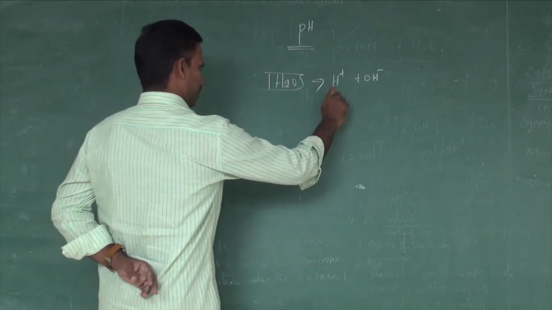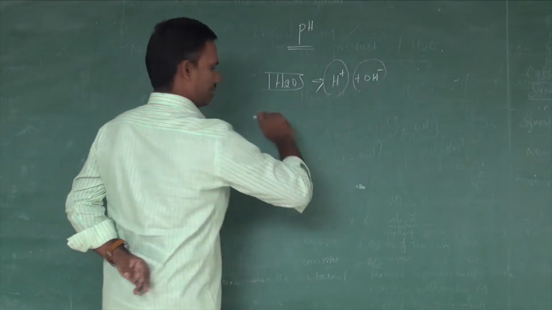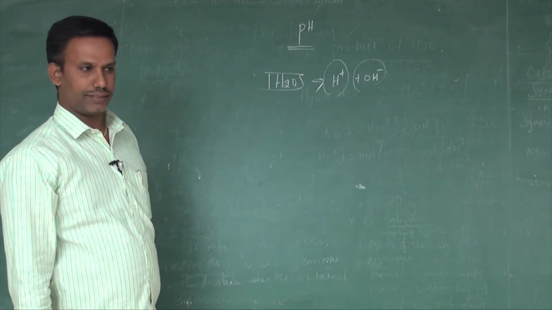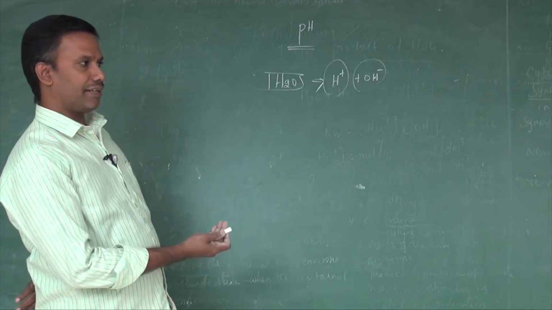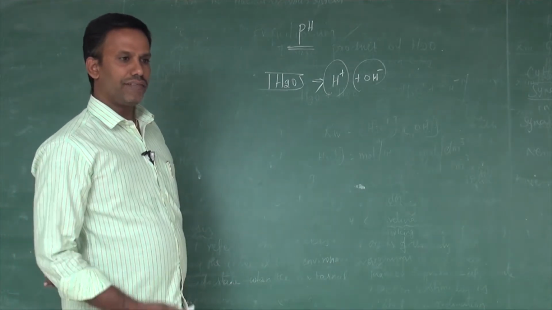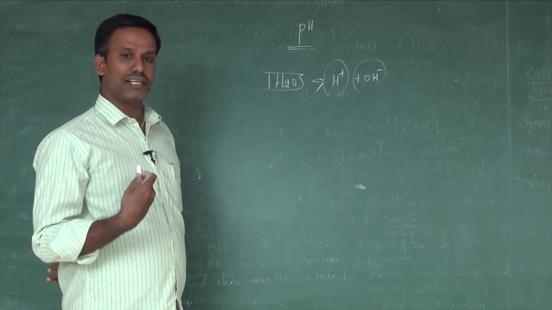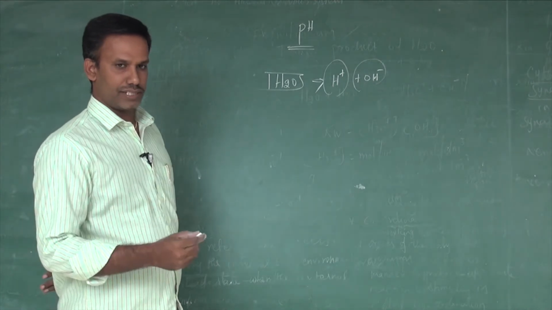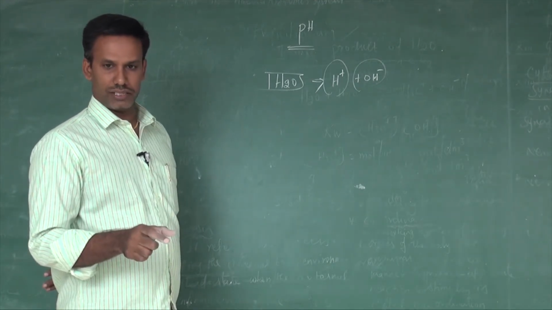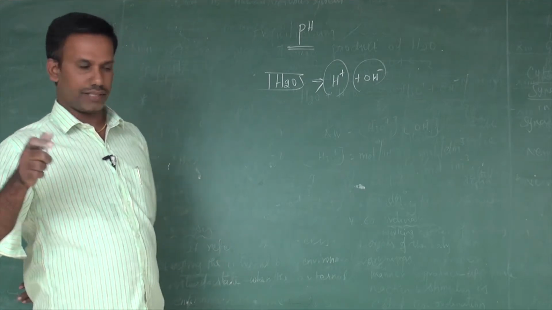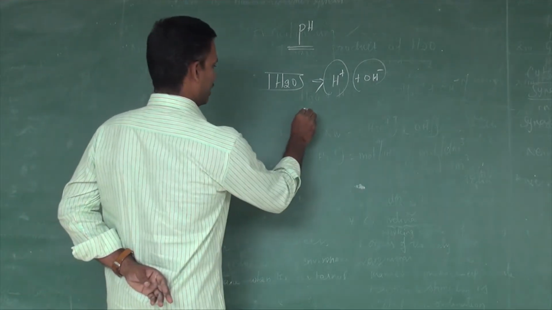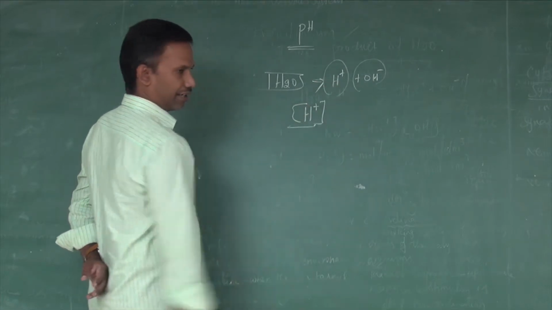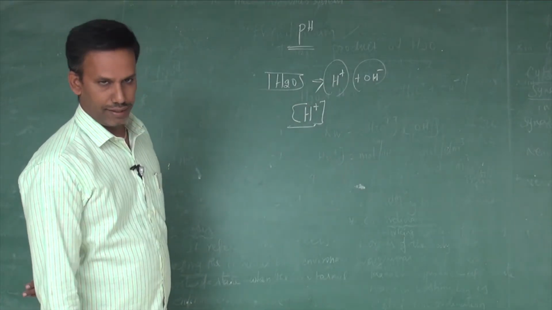So in the aqueous phase, all solutions will have H plus and OH minus ions. Based on the H plus ion and OH minus ion concentration, we can say the nature of the solution. That is the important thing, the necessity of pH: whether the solution is acidic or basic. Based upon the H plus ion concentration, we can tell whether the solution is acidic or basic.